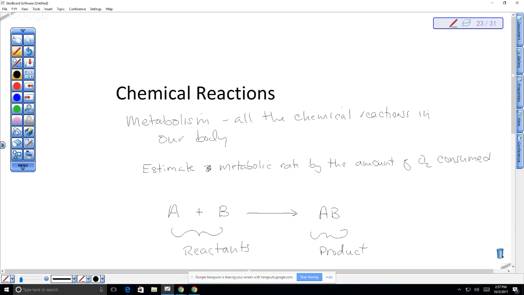Now, sometimes we have to have things that speed up the chemical reaction. And this is what are referred to as enzymes. So this could be an enzyme. And the enzyme is a molecule that speeds up the chemical reaction.